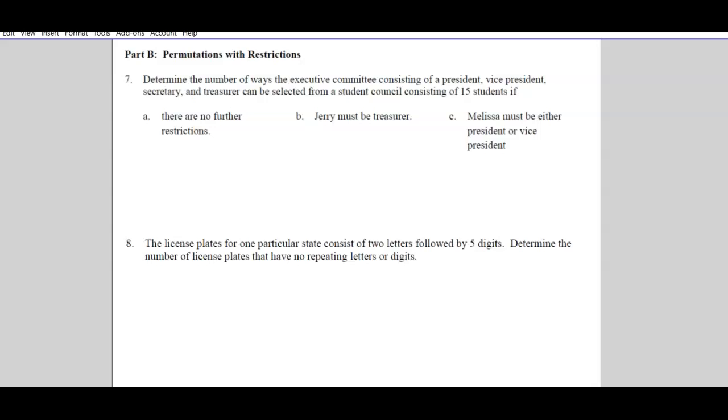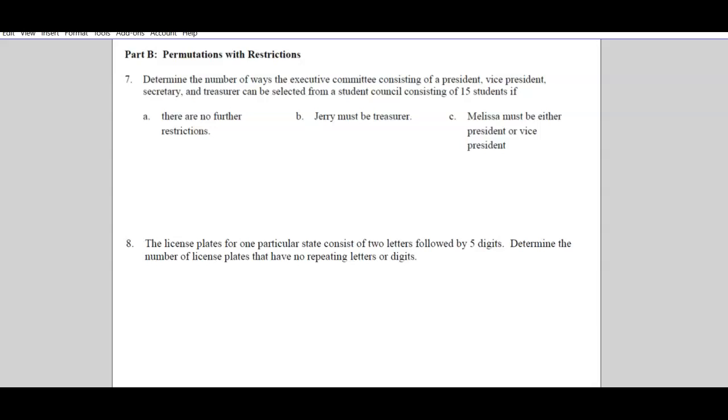Here it says determine the number of ways the executive committee consisting of a president, vice president, secretary, and treasurer can be selected from a student council consisting of 15 students. So we have 15 students in this group. We have to figure out all the possible ways of assigning them a duty.